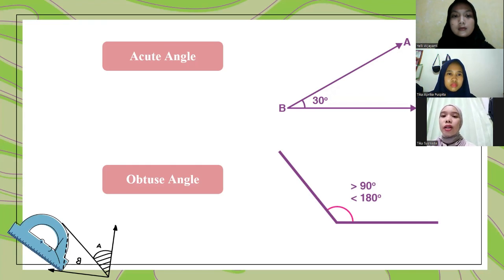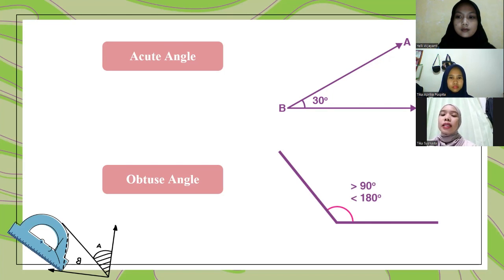Okay, the first one is acute angles. You can see the figure on the screen. If the inclination between the arms is less than a right angle, we call it an acute angle, because the angle in that figure is less than 90 degrees. And for an obtuse angle, if the inclination between the arms is more than a right angle, it's called an obtuse angle.